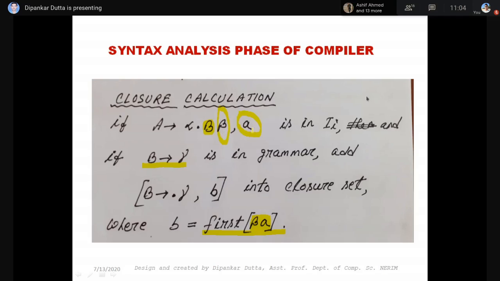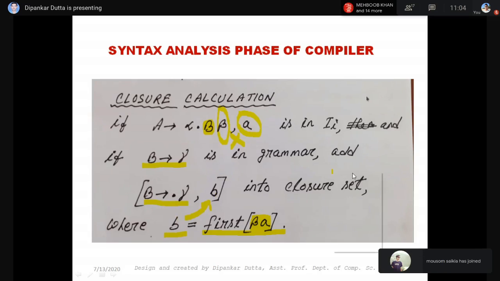Except this comma, whatever the symbols available in place of beta and a, you have to write it here together and then compute the first for this string. The output b will be placed as the look ahead symbol for this closure.